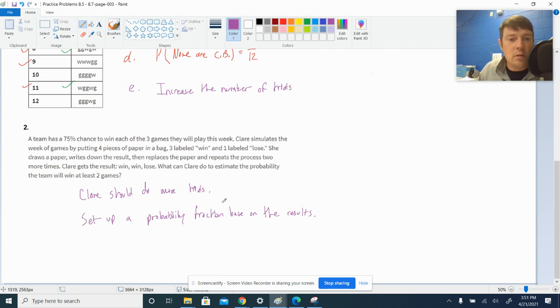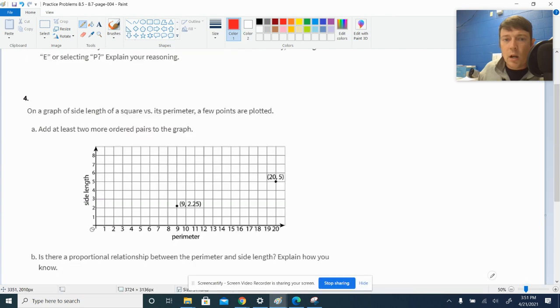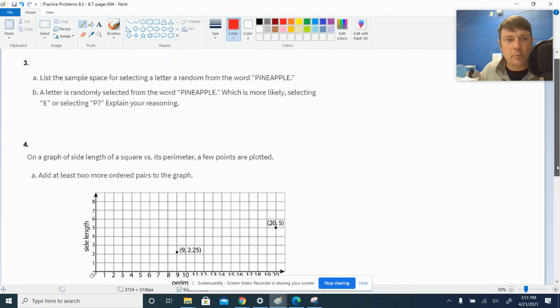You can't do it with just one. That wouldn't make any sense. All right, let's move on to the last page. Oh, here we go. Number 3.